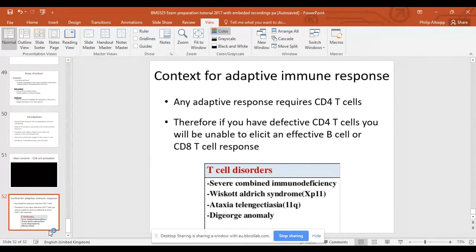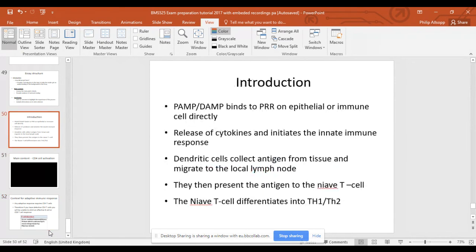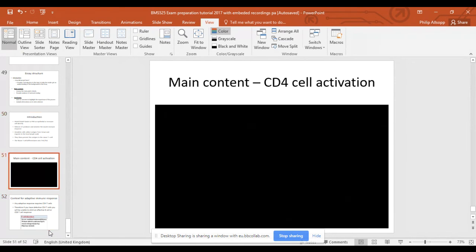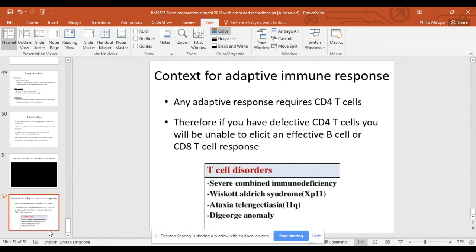Okay? But what I need you to grasp is that yes, we have the introduction, then we have the main content of what happens when the T cell becomes activated. And lastly, I need you to provide an overview or context of what happens when you get defects in CD4 T helper cells. Okay, folks, that's me for now.